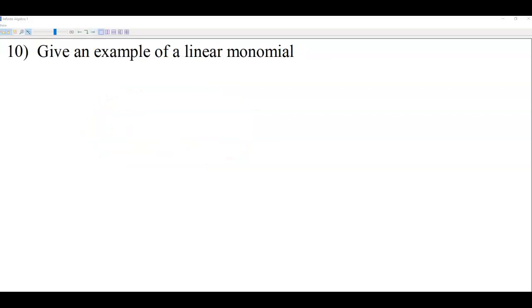Give an example of a linear monomial. All right, so a linear polynomial is one where the highest power is a 1. So here's a monomial, and if I just let the power be a 1, then that would be a linear monomial. Now you don't have to write the 1 if your power is ever a 1, just so you know. So this would be a good example for number 10.